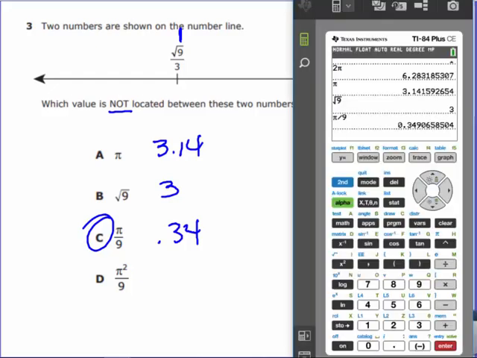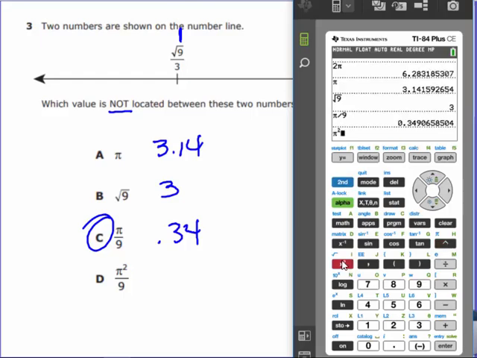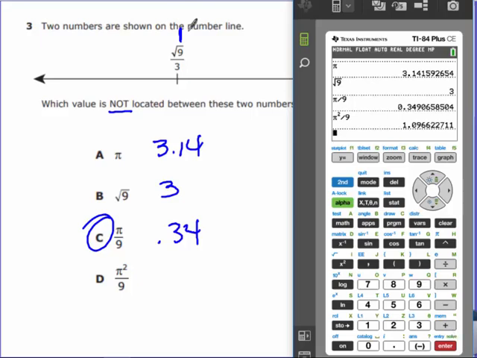So this one is pi squared. So I'm going to do second pi, and then we'll hit that squared button. And then we'll hit divided by 9. We hit enter, and we end up with 1.09. Well, since this is 1, that's 1.09. It's just inside there. So that one, so C is the correct answer.